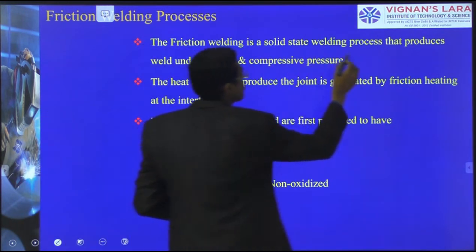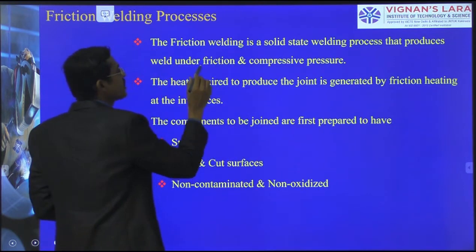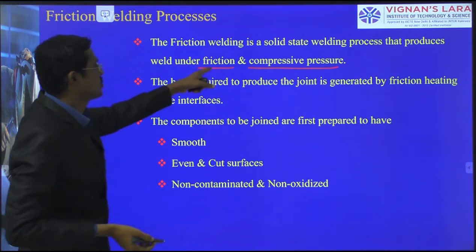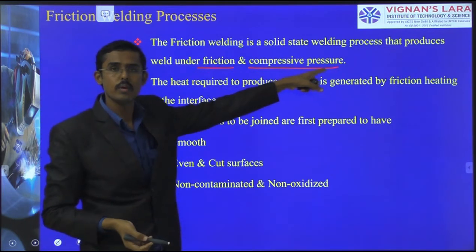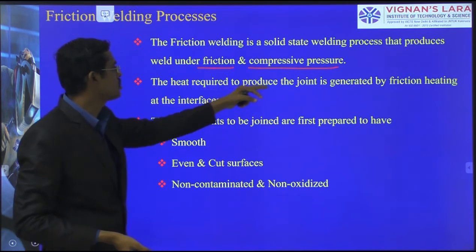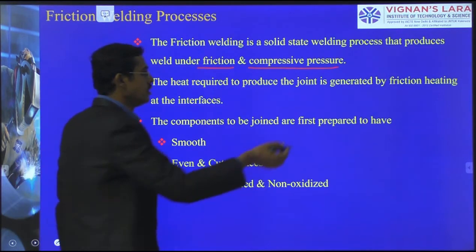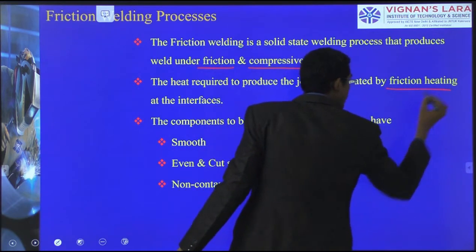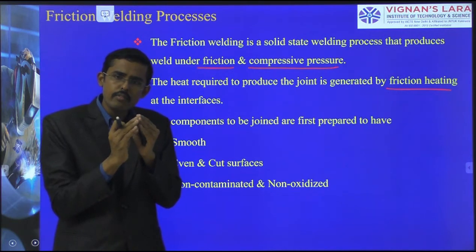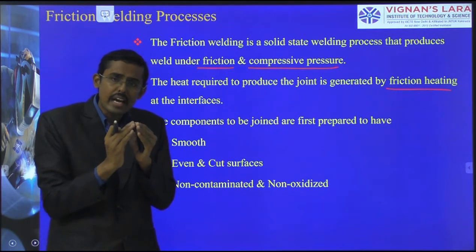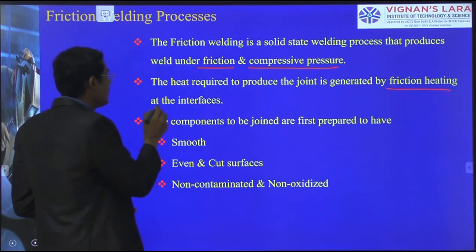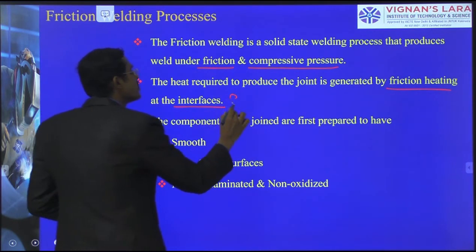So it is a solid state welding process that produces a weld under friction and compressive pressure. So friction is mechanical energy along with the application of pressure. The heat required to produce a joint is generated by friction heating. How is this friction heated? The two objects have to be in contact and we have to rotate, by which a rubbing action occurs, and therefore at the point of the faying surface heat will be generated, at the interfaces of the faying surfaces.